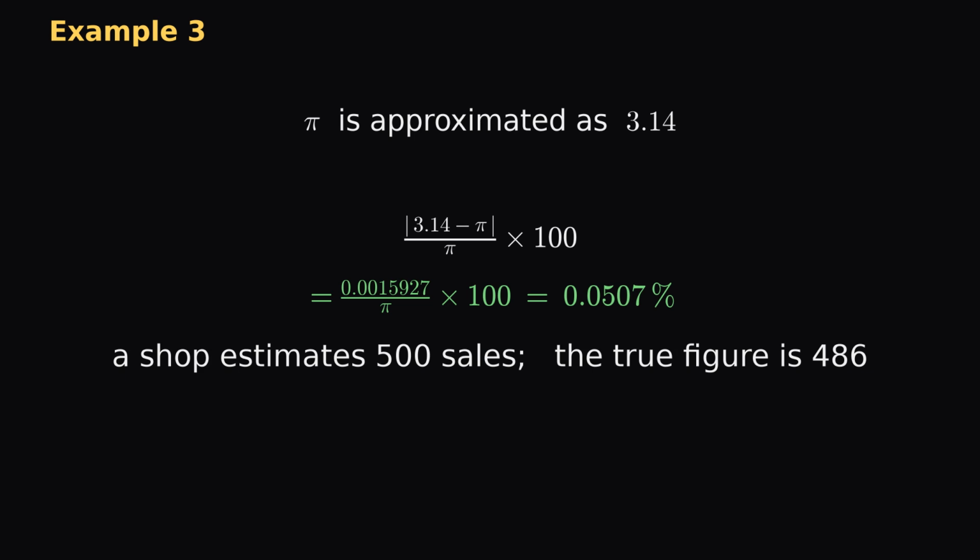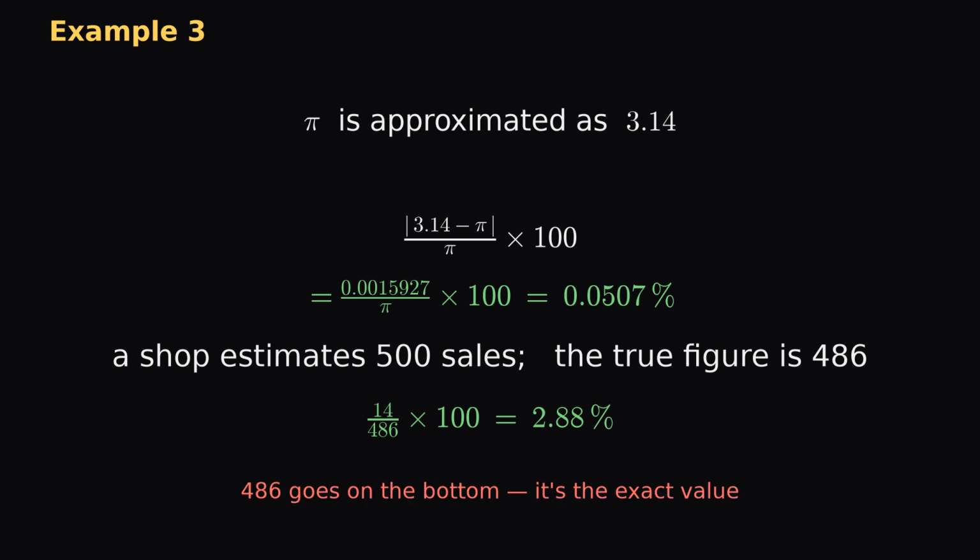Second one. A shop estimates 500 sales. The true figure is 486. 14 over 486 times 100. 2.88%. And notice the 486 went on the bottom because that's the exact value.